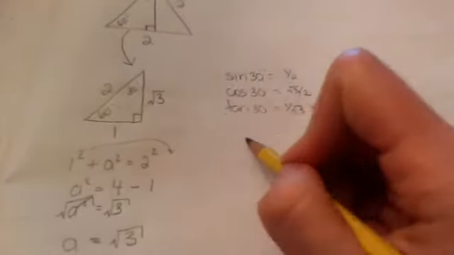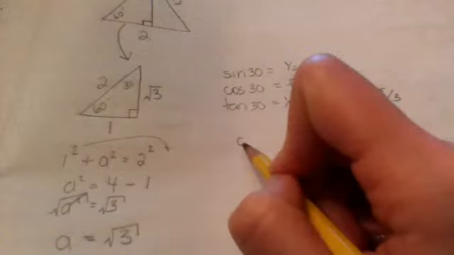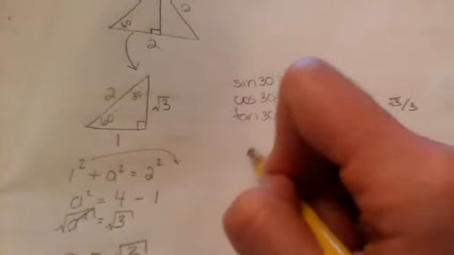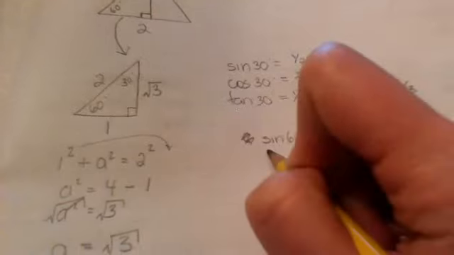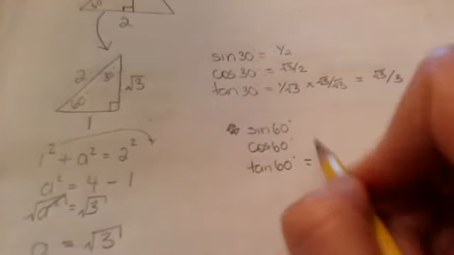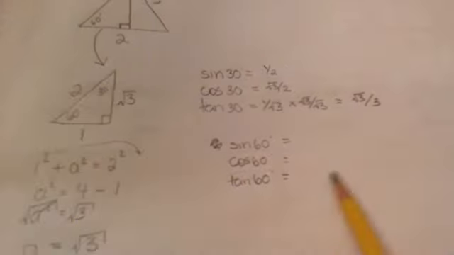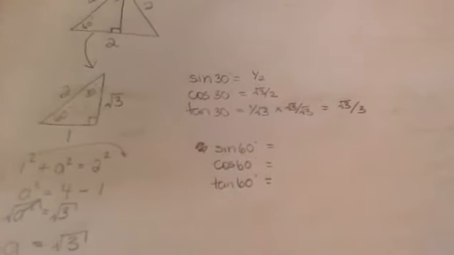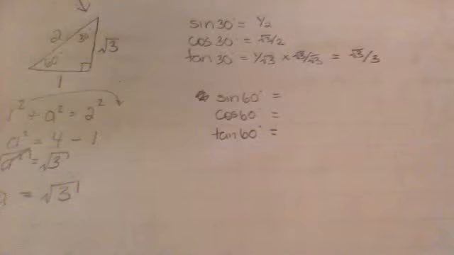So what I want you to do right now is on your page, continue this by yourself, and you're going to find for me the sine of 60, the cos of 60, and the tan of 60. Okay, use the same triangle, take your pencil, go to 60, write me these 3 ratios, and then return to the content page on the website.